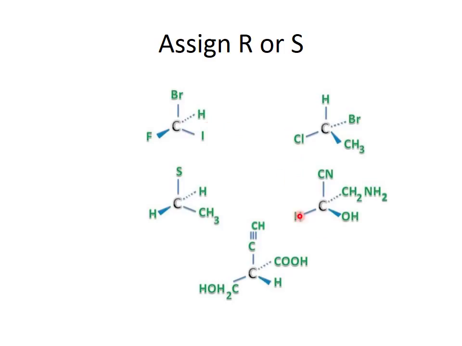Here's another one for you to try. Go ahead and do these 5 compounds. Assign them R or S. These might be a little bit easier because they're easier to see. So they're a good thing to try.